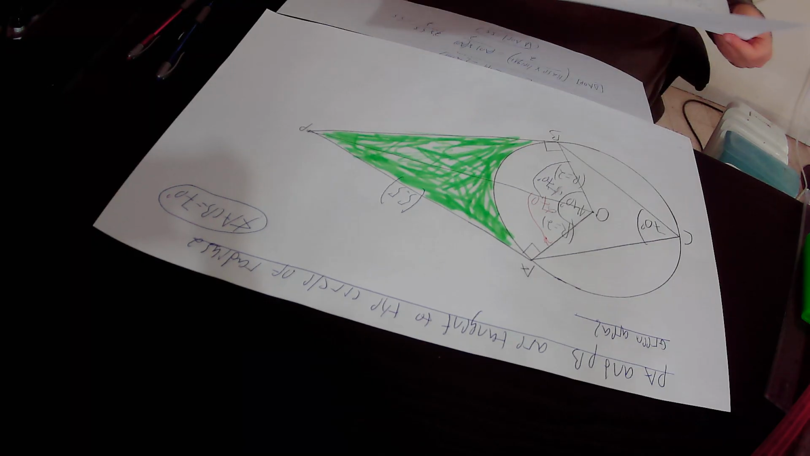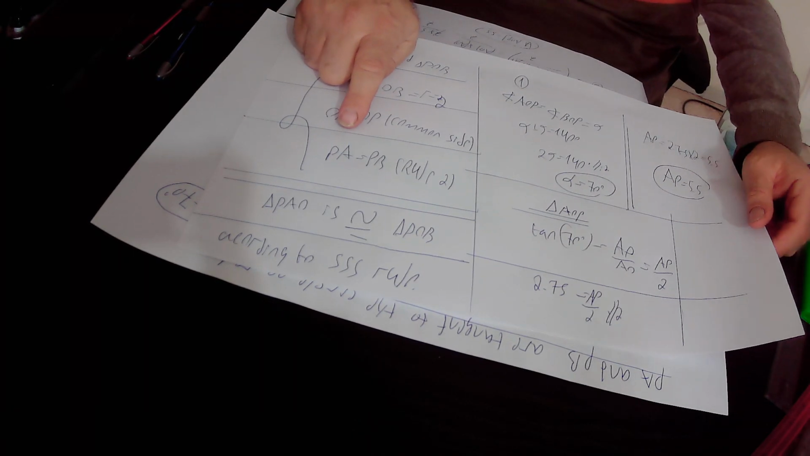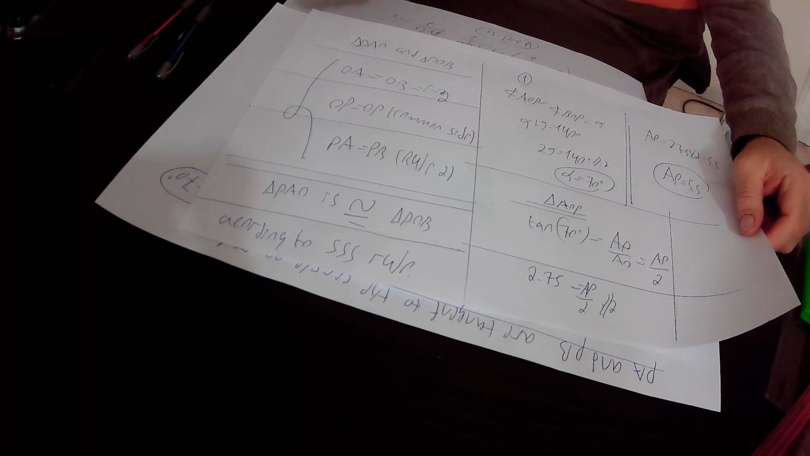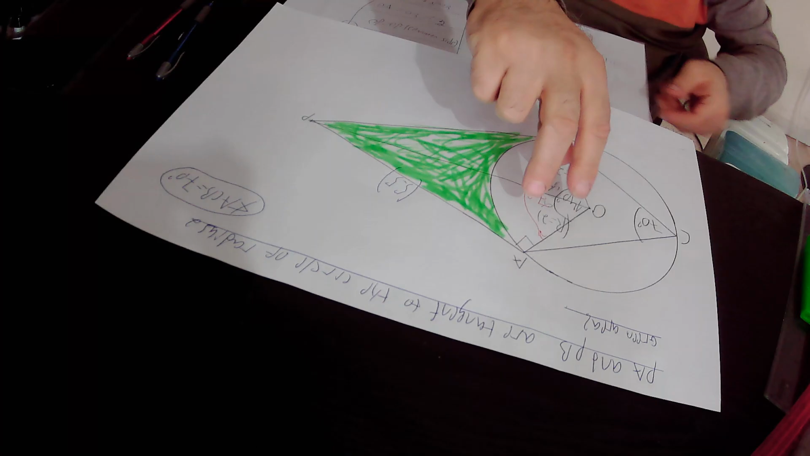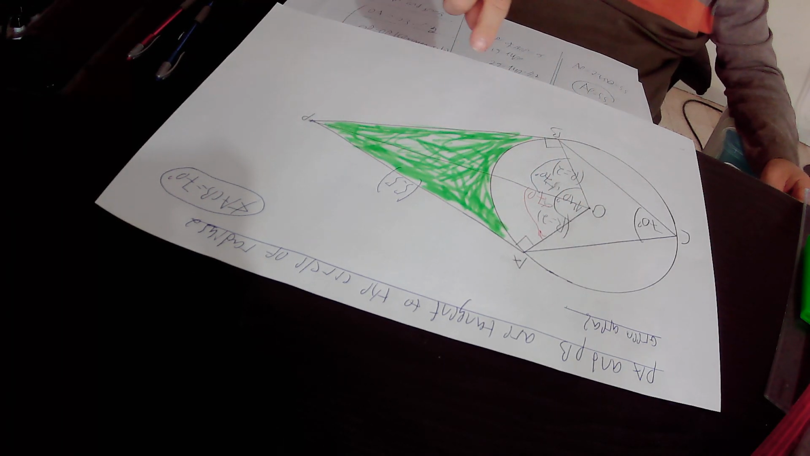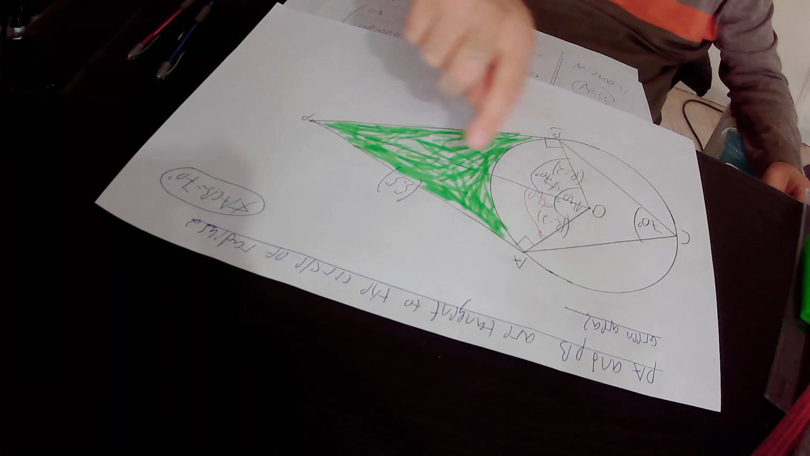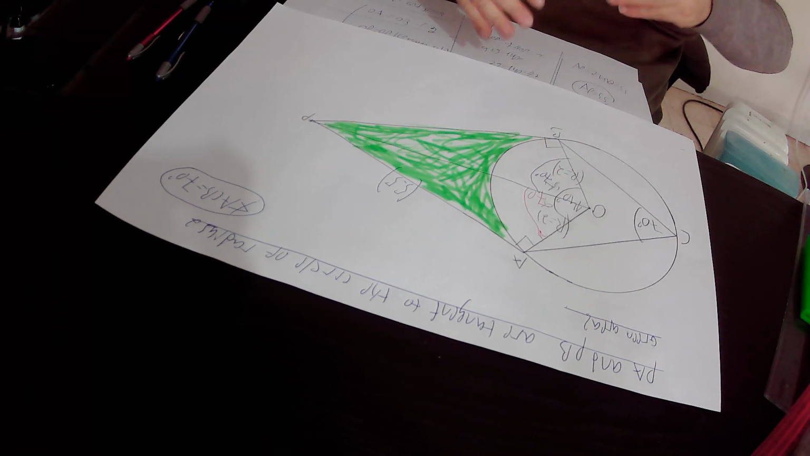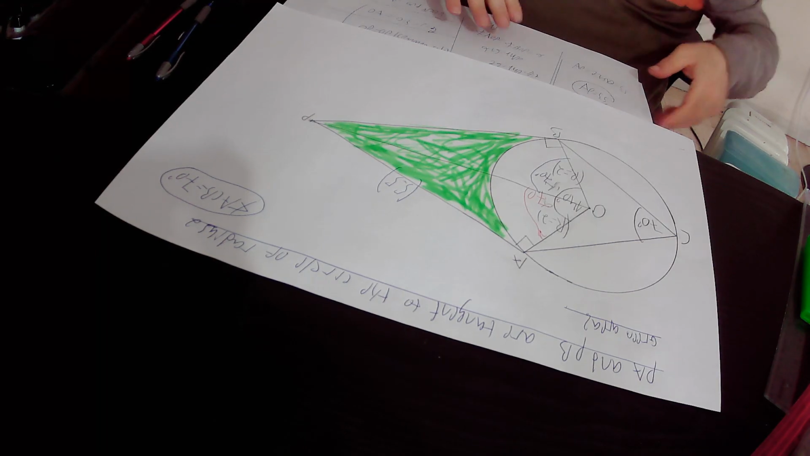PA, side PA of the upper right triangle AOP, equals side PB of the lower right triangle POB, according to rule 2. So we actually proved that all three sides of the upper right triangle AOP are correspondingly equal to all three sides of the lower right triangle BOP. Therefore, those two right triangles can go into each other according to the side rule.